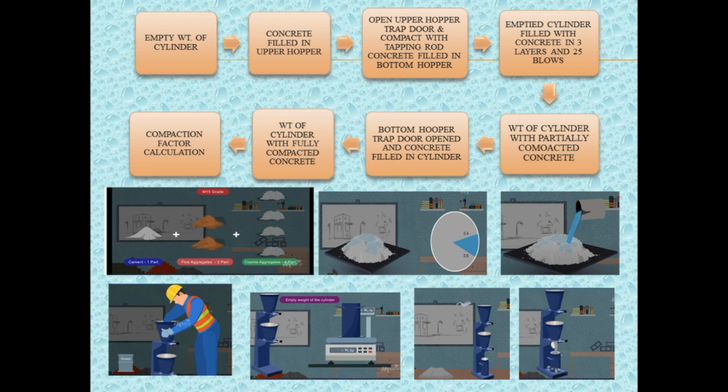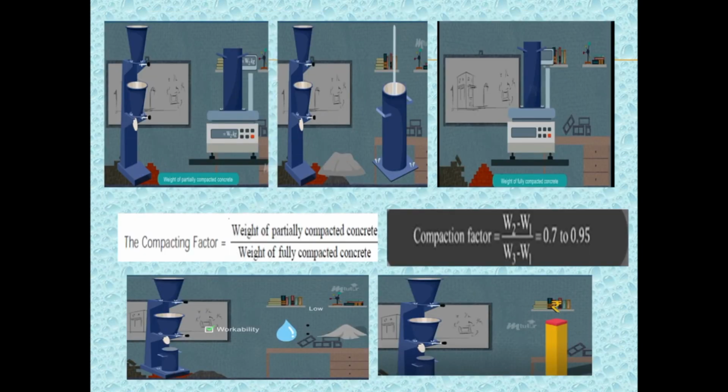Gentle tapping is done by using a tamping rod to push the remaining concrete from top hopper to the bottom hopper. When all the concrete has fallen into the bottom hopper, remove the bottom hopper's trap door and let concrete fall into the cylinder. When the cylinder is filled with concrete, remove the excess concrete from top of the cylinder and clean its sides. Now measure the weight of the cylinder with partially compacted concrete, that is W2.